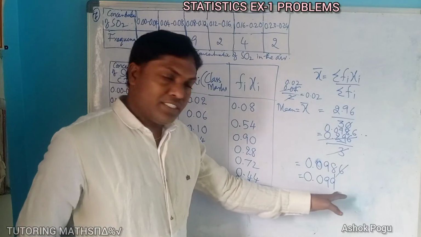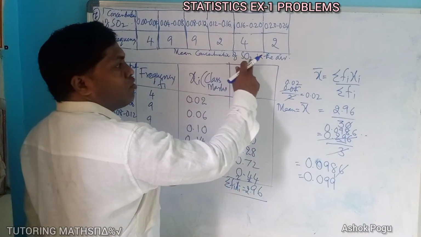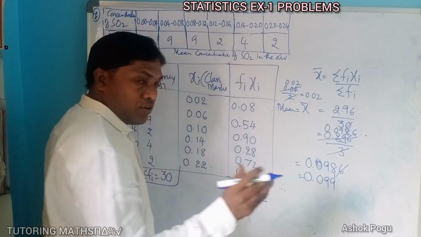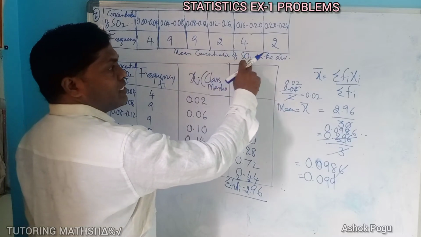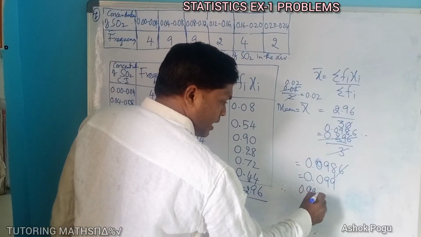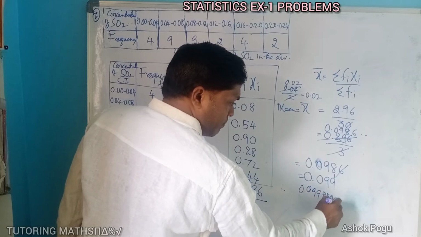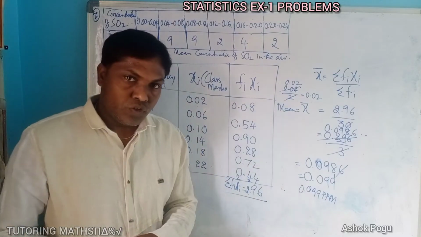Therefore it becomes 0.099. So like this, what is the concentration? You can write here in your final answer: the mean concentration of sulfur dioxide in the air is 0.099 ppm, parts per million. So let us continue with one more question.